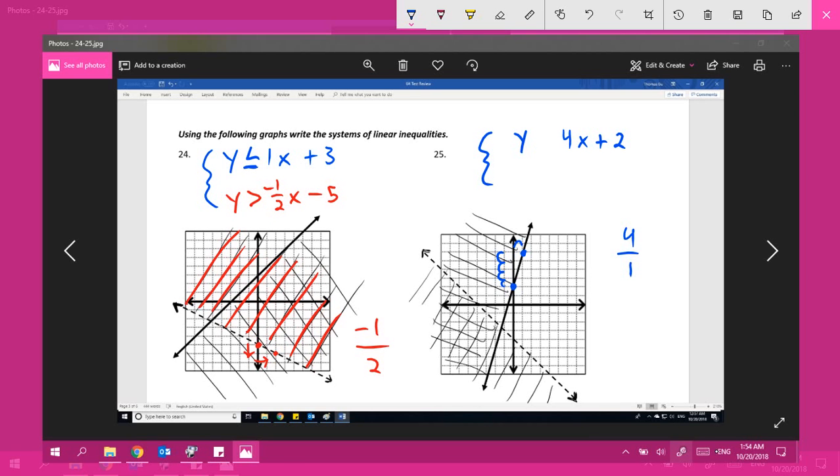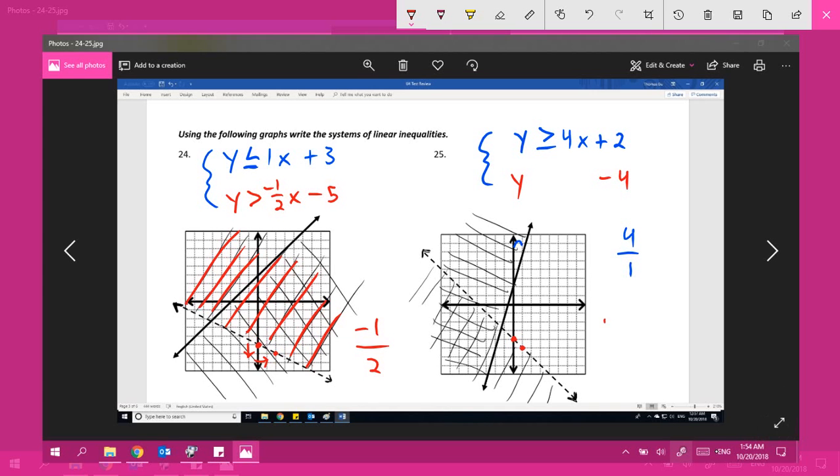And now let's see, it's a solid line, so we know it's going to have an equal sign on the bottom, and we shaded above this line, you can see, which means it's going to be greater than. Now let's look at our other equation. We start right here, which is negative 1, negative 2, negative 3, negative 4. So starting at negative 4, y. And then let's see what the slope is. Let's find another point. Oh, right there.